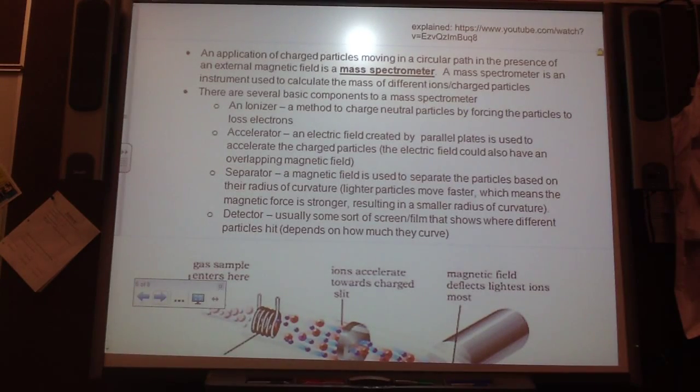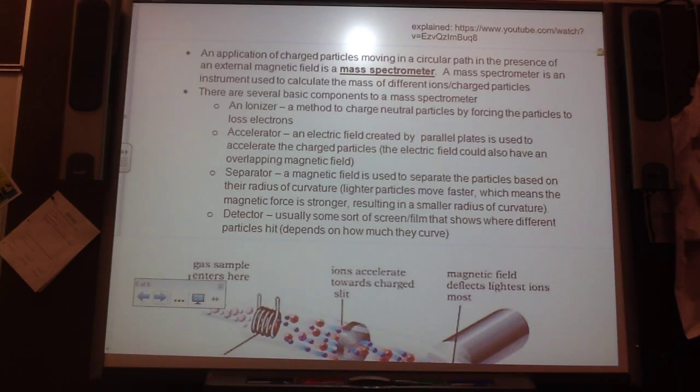Application of this type of stuff, which most of your questions will be like this. An application of charged particles moving in a circular path in the presence of an external magnetic field is a mass spectrometer. This mass spectrometer is an instrument used to calculate the mass of different ions and charged particles. It is used more in chemistry to study particles and different solutions, things like that.